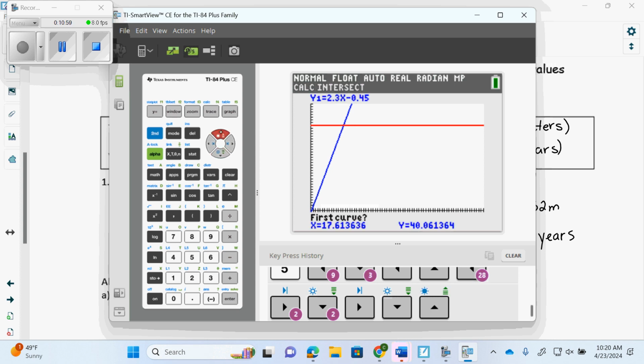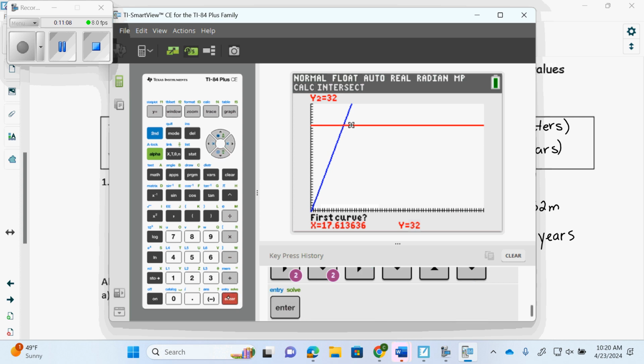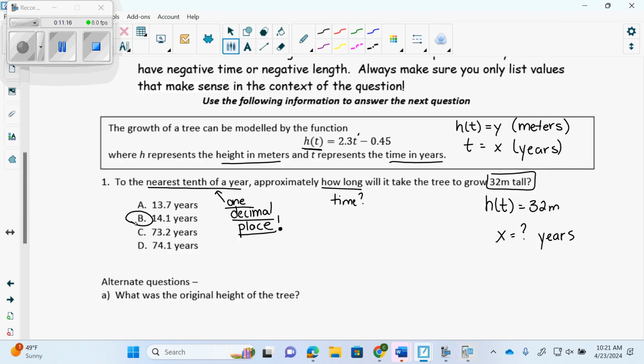This is what I love about the color calculators. Do you see that it's blue right now when it's on the blue one? It's red when it's on the red one. So great. Okay, enter, enter, enter. And I get 14.1, which is B. Do we agree?